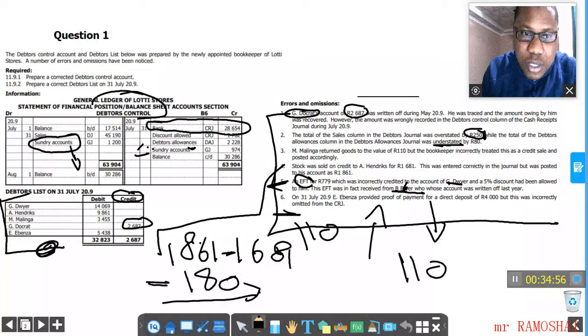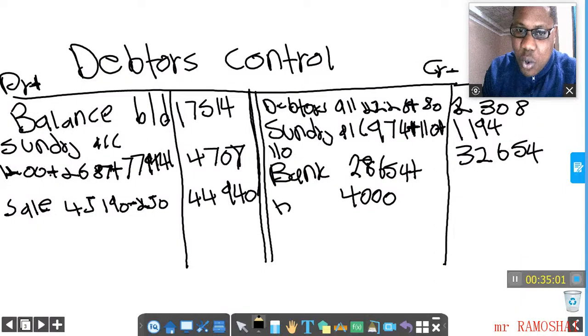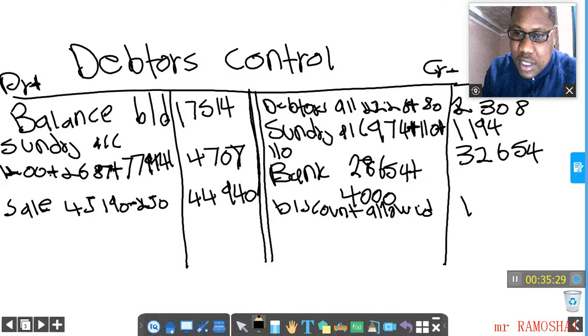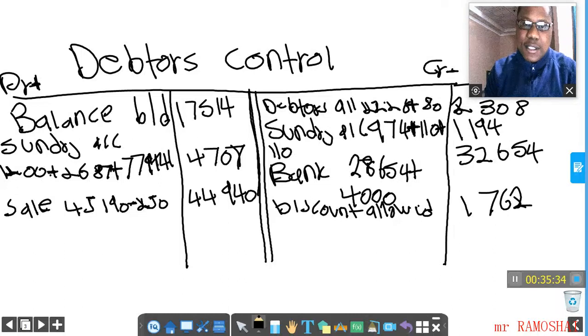Look at this. We never talked about the discount allowed, so we simply take the discount, and that means everything was okay with the discount, right? So the discount allowed, everything was fine. So how much is it? We go to check it back. It was 1,702. Okay, 1,000, not 700, is 1,762. All right, so this is everything under the debtors control.